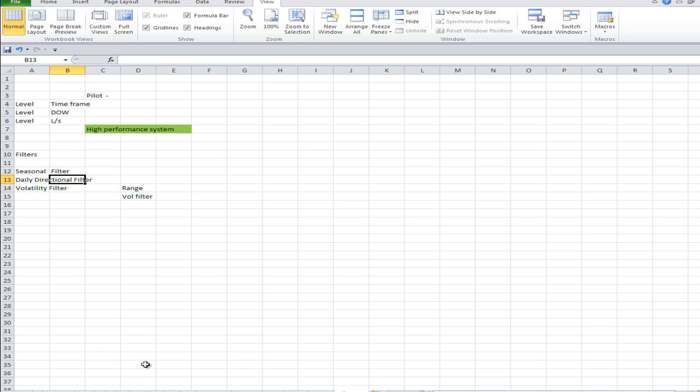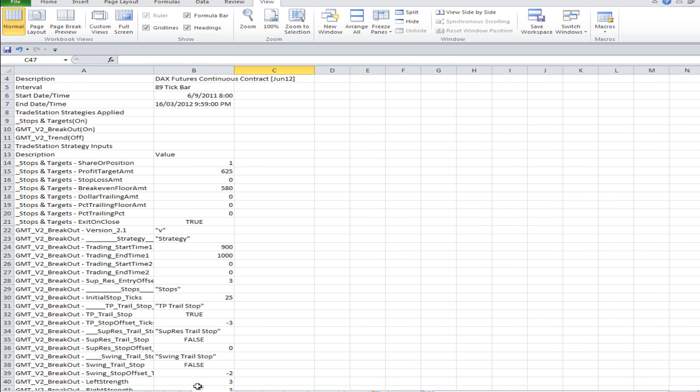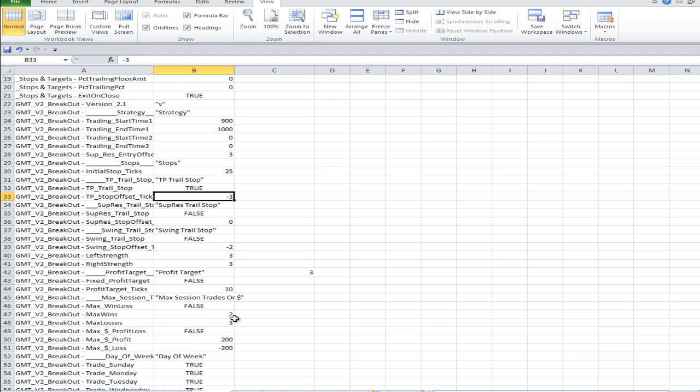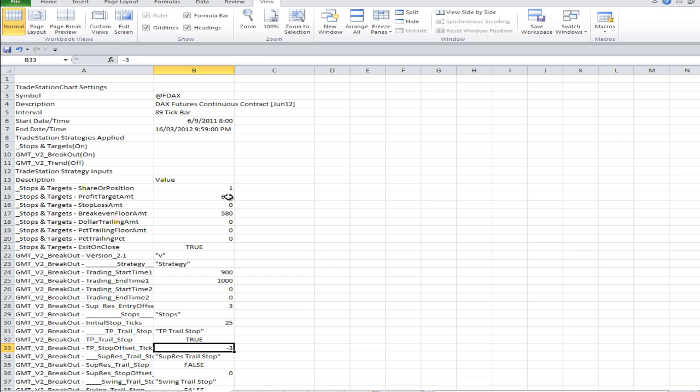Interestingly, I looked at my basic settings. As I said, I was testing 9 o'clock till 10 o'clock. I had an initial stop of 25 ticks. I had an offset of -3, so price had to break resistance by -3 to get me into the trade, and that was it. And I had a target of 625 as my overall target.